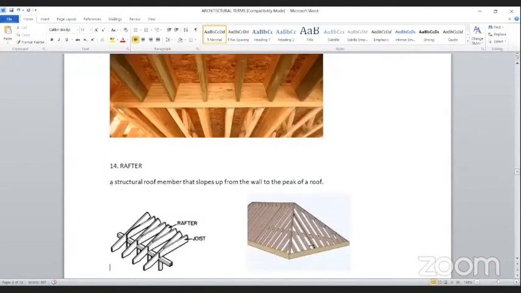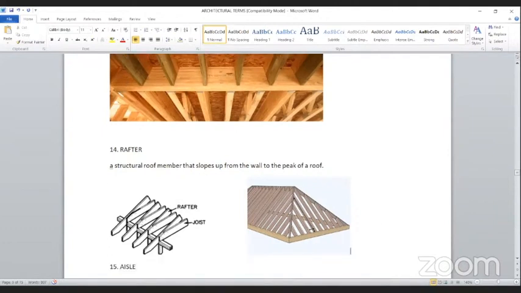Rafter. As I was saying, most of the definitions we are doing here are all external parts of the building. Next, we'll do internal parts, then the construction parts. Again, in general, not in much detail. They won't ask you in detail.